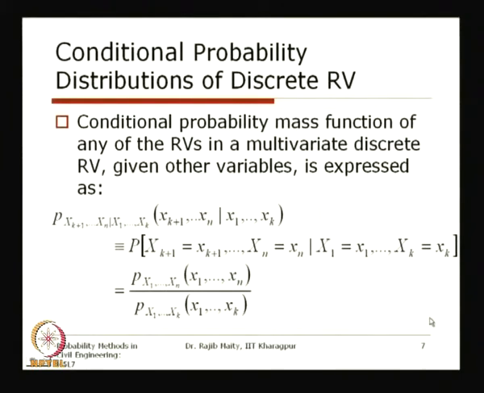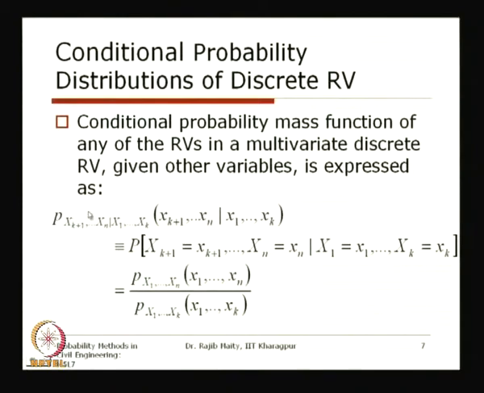Now, the conditional probability, this also we have discussed in case of the bivariate one. Here we are taking up this for n random variables. First, if we take the discrete random variable case, the conditional PMF of any of the random variables in a multivariate discrete random variable given the other variables is expressed as this. So here you see the conditional distribution of the random variables k plus 1, k plus 2, k plus 3 up to n.